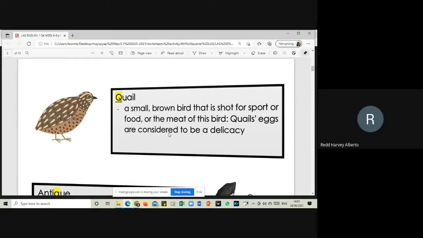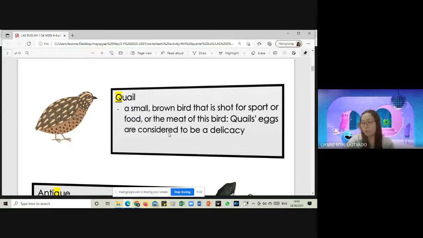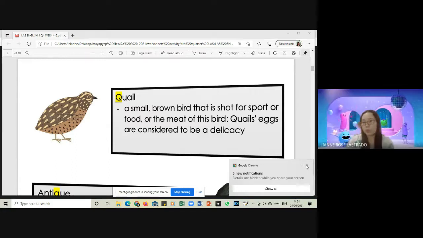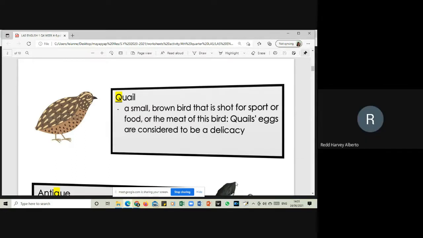A small brown bird that is shot for sport or food, or the meat of this bird. Quail's eggs are considered to be a delicacy.